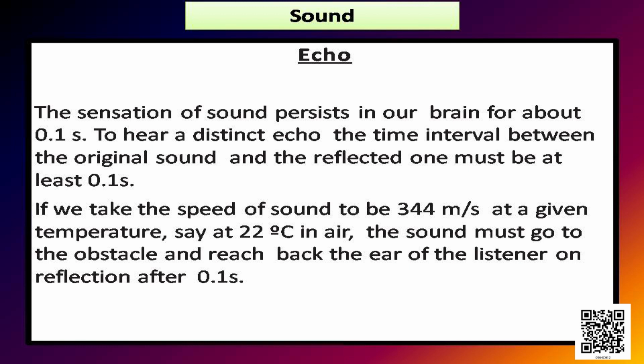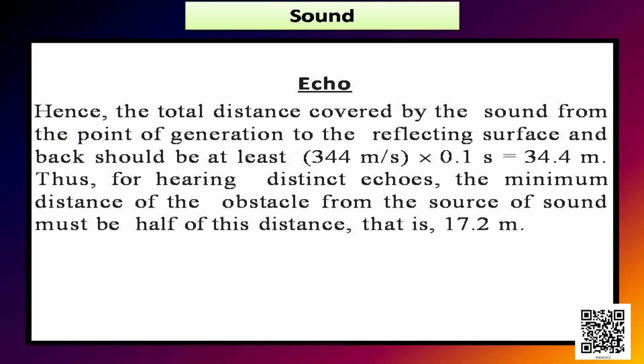If we take the speed of sound to be 344 meter per second at a given temperature, say at 22 degrees Celsius in air, the sound must go to the obstacle and reach back the ear of the listener on reflection after 0.1 second. If it reaches within 0.1 second, then the listener cannot distinguish between the two sounds. Hence, the total distance covered by the sound from the point of generation to the reflecting surface and back should be at least 344 meter per second into 0.1 second.